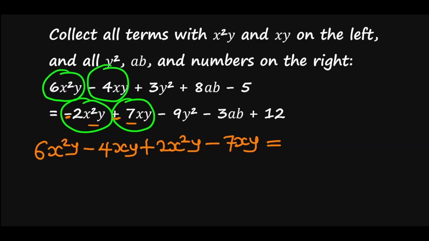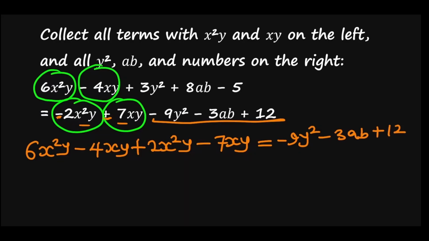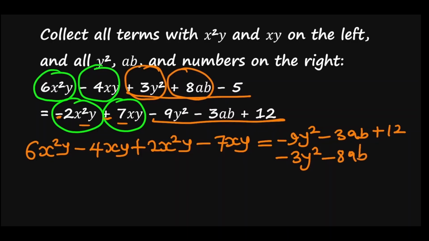Now, let's not make mistakes here. Which ones are already on the right? Because their signs will not change. The operators will remain the same. These are the ones already on the right. So we'll put them first. Minus 9y squared minus 3ab plus 12. Which are the ones coming from the left? All these ones. So all their signs will change. Starting from this plus 3y squared becomes minus 3y squared. Sorry, I said 3y, instead of 3y squared. Plus 8ab becomes minus 8ab. Then minus 5 becomes plus 5.